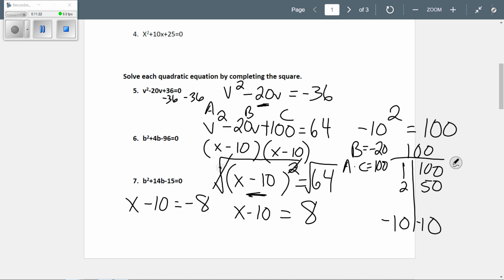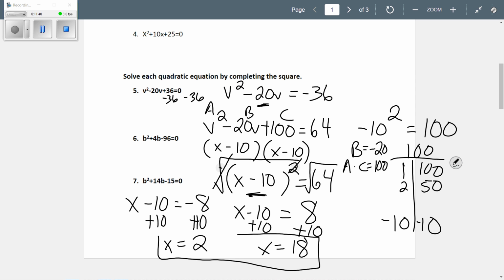All right, now we add 10 to both sides. This x equals a positive 2, and then plus 10, plus 10. This x equals 18, and we are done. Like I said, it's not hard to do, it's just long.